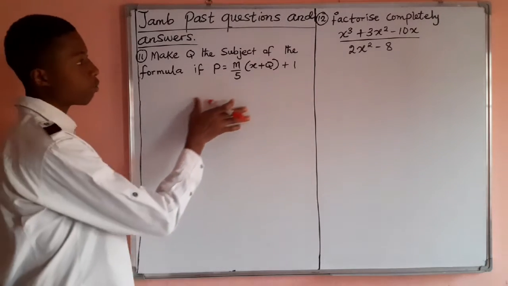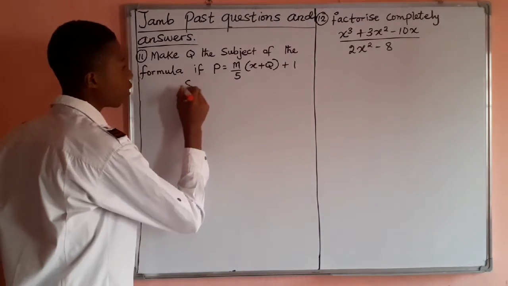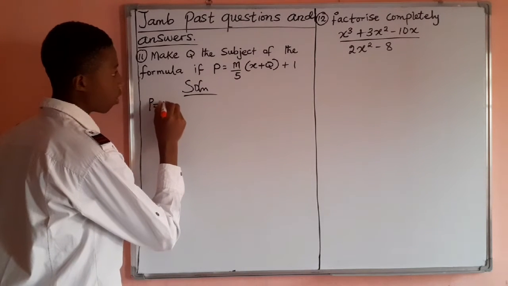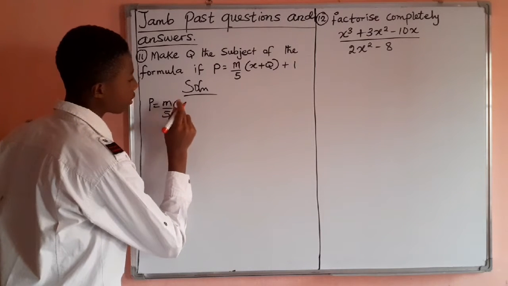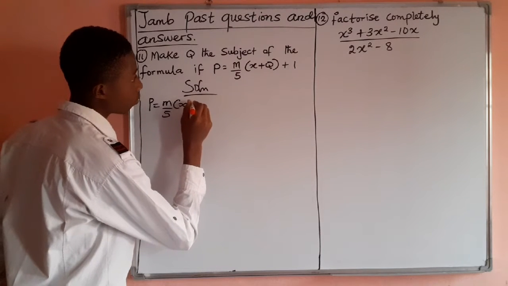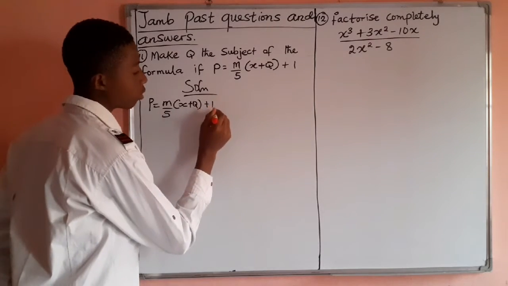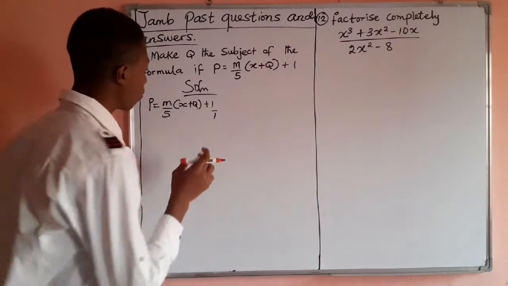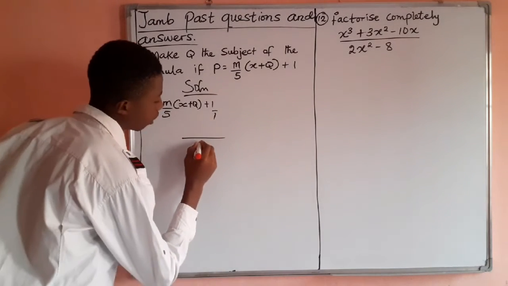Now we must see this equation as a fraction to solve it first. So which means our solution will be P equals m over 5, open bracket, x plus Q, close bracket, plus 1. Now to see it as a fraction, we have to complete the over 1 here. Now as a fraction, you know we have to find the LCM of the denominators. And the LCM of 5 and 1 is 5.